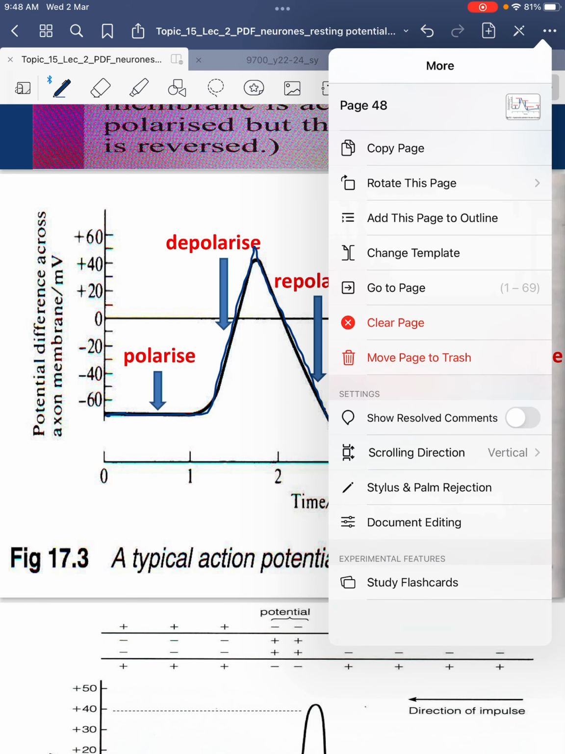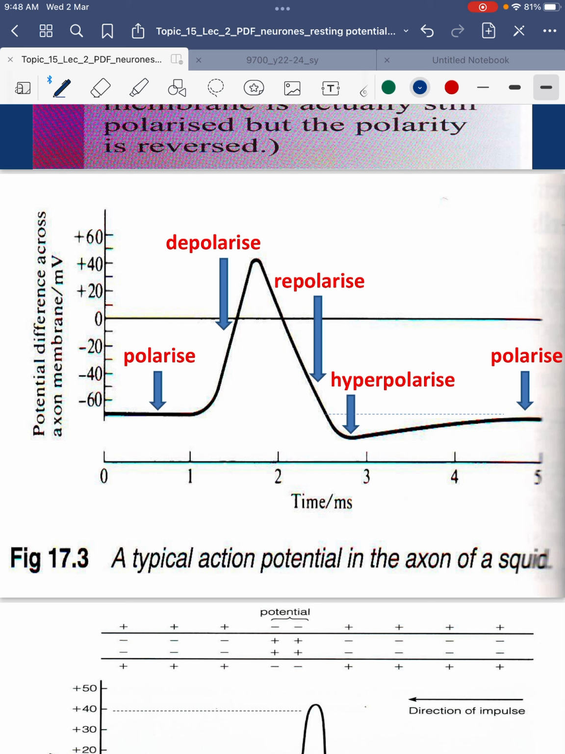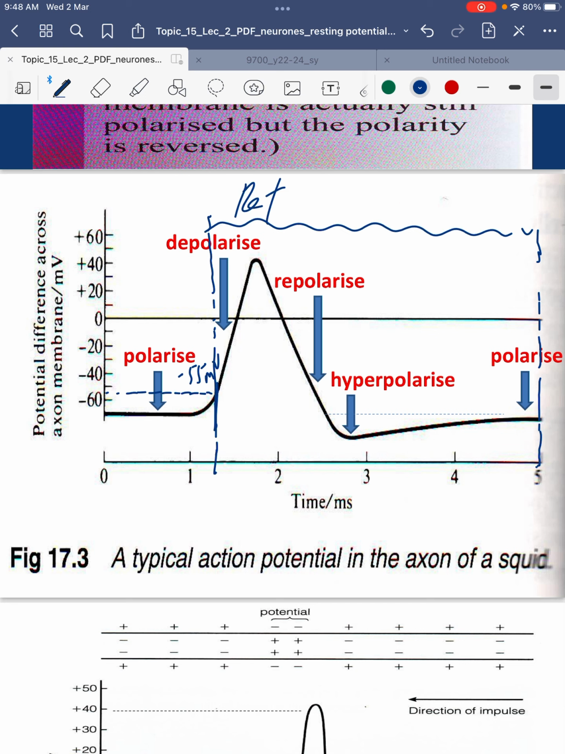Okay, so the area about minus 55 millivolt here is the threshold value. If you draw the line here, it's about minus 55 millivolts, the threshold value. If you draw the vertical line until where it becomes minus 70, this is called the refractory period. Refractory period is like a recovery period.